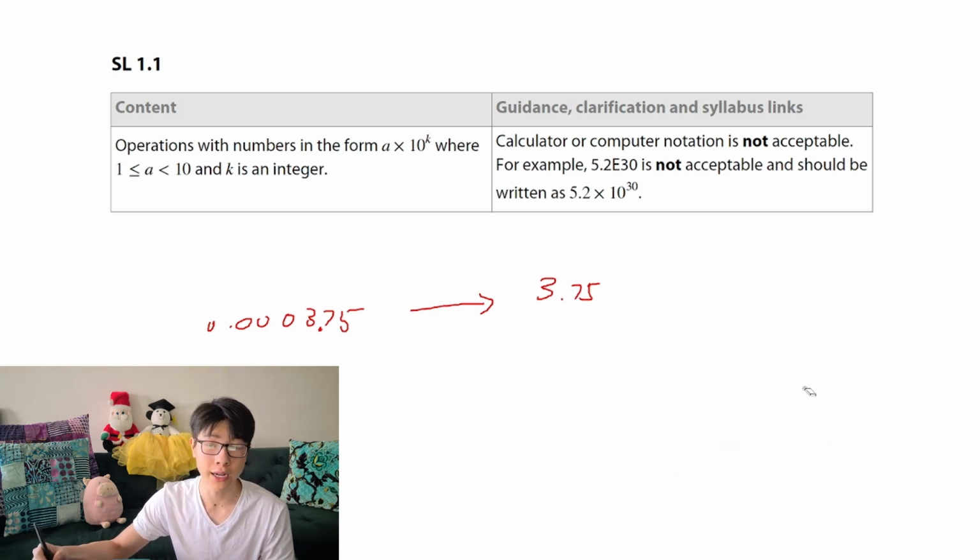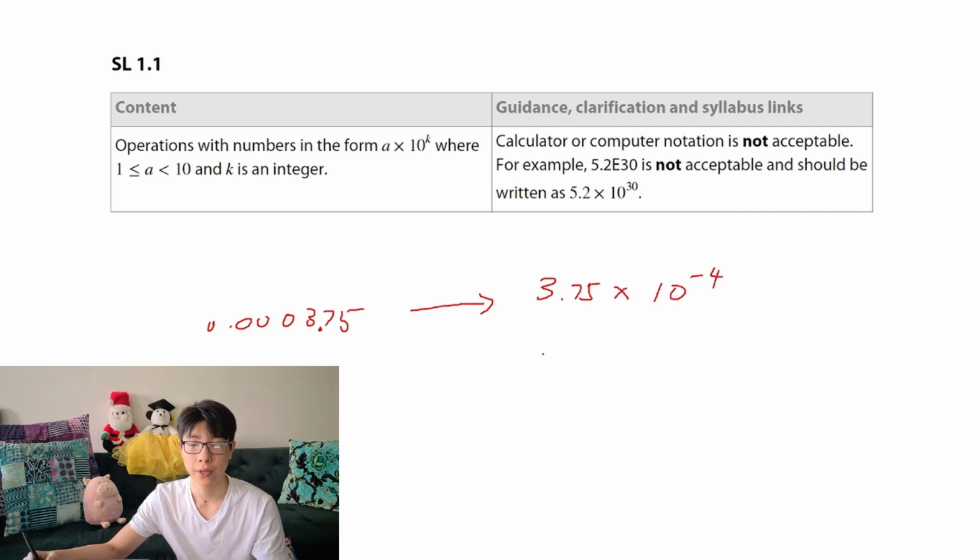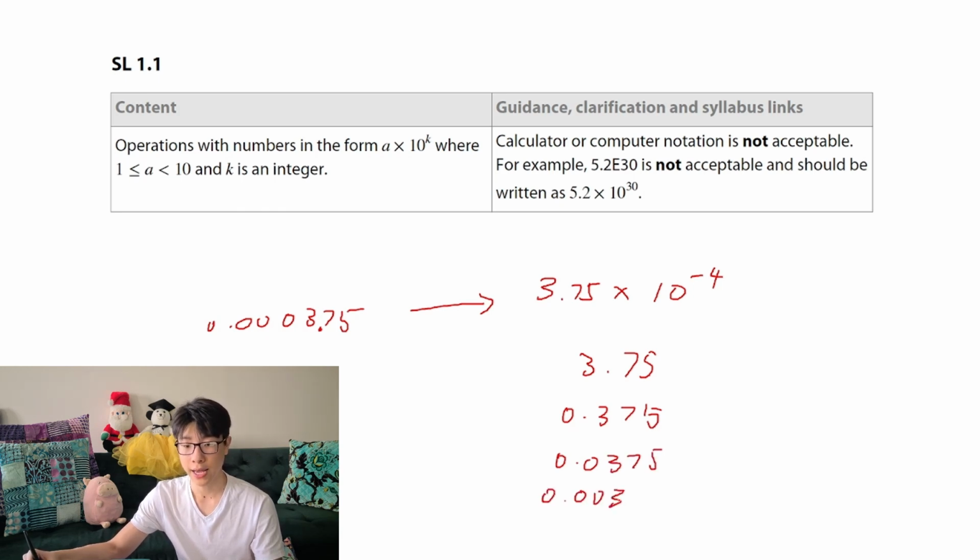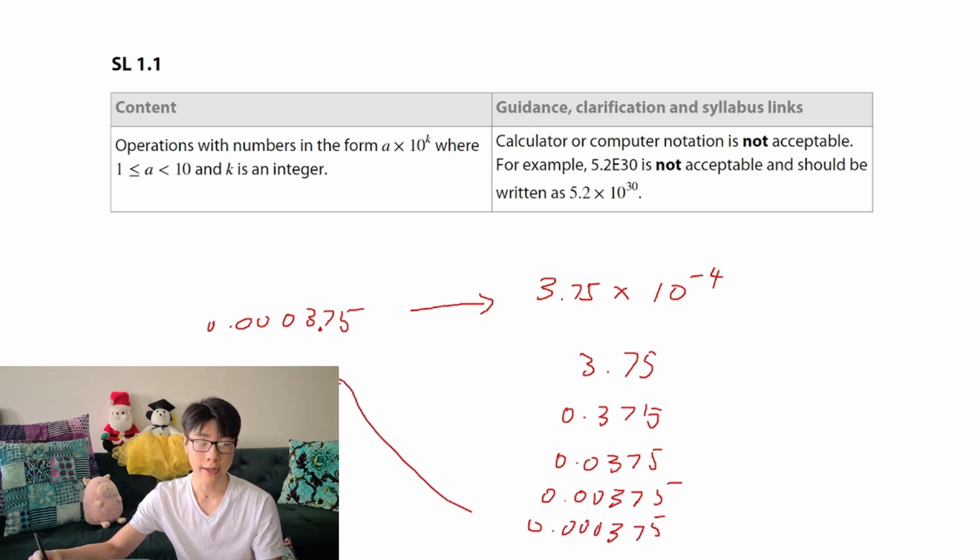Okay? So how will we get from this number, 3.75, to 0.000375? Well, a trick I like to use is just count how many zeros there are in front of the 3. If there's 4 zeros, you just multiply by 10 to the -4. And how we can verify this is, let's divide 3.75 by 10 first, okay? So if we divide by 10, we're going to get 0.375, and we will be doing this 4 times, right? So we get 0.0375, that's twice, this is 3 times, and lastly 0.000375, which is exactly what we began with, okay? And that's the basics of scientific notation.